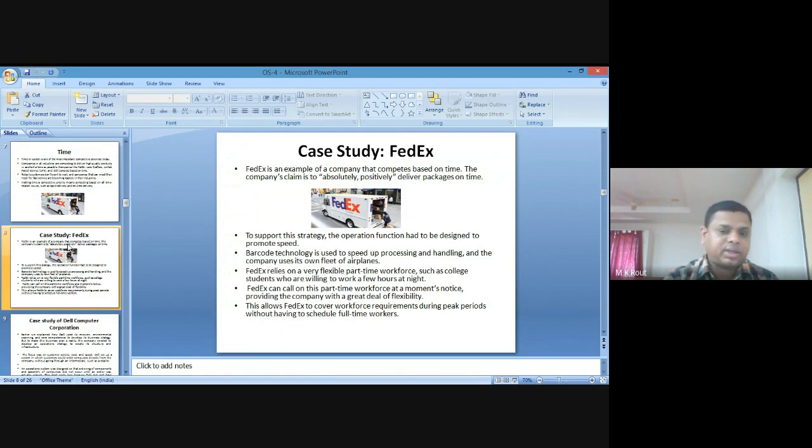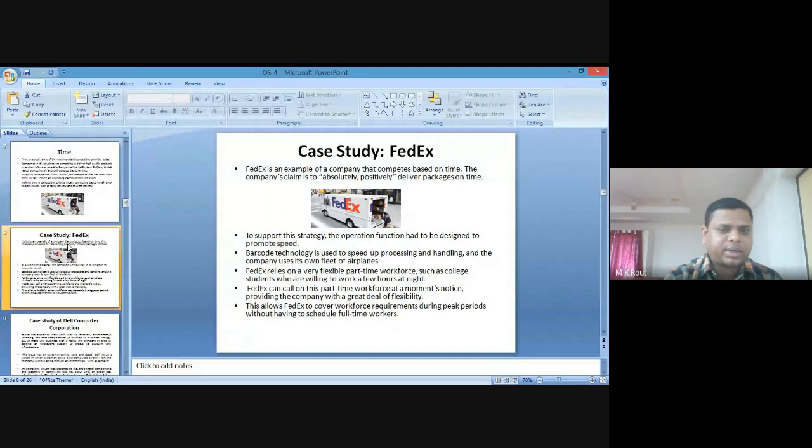So whenever they face a bulk amount of packages to deliver, they provide a notice with the help of social media. Whenever anyone is free or available, they go for flexibility of delivery in that way. The next part is that this allows FedEx to cover workforce requirements during peak periods without having to schedule full-time workers.